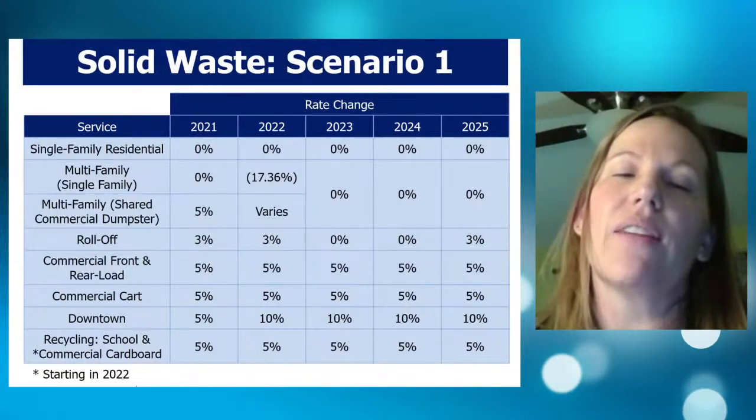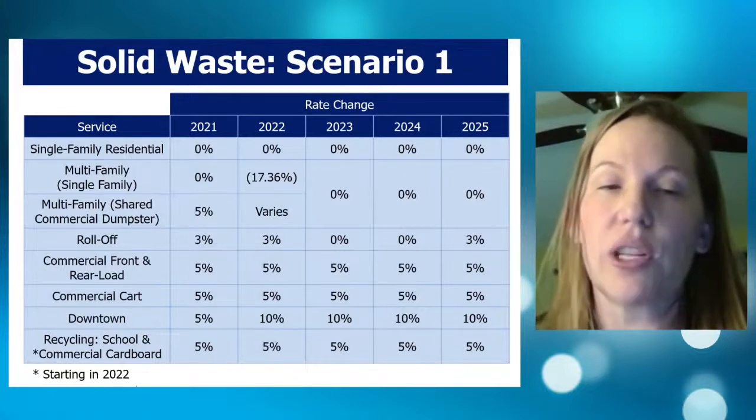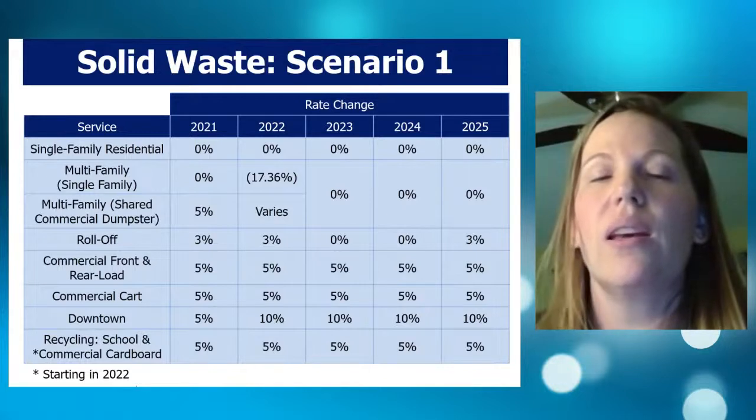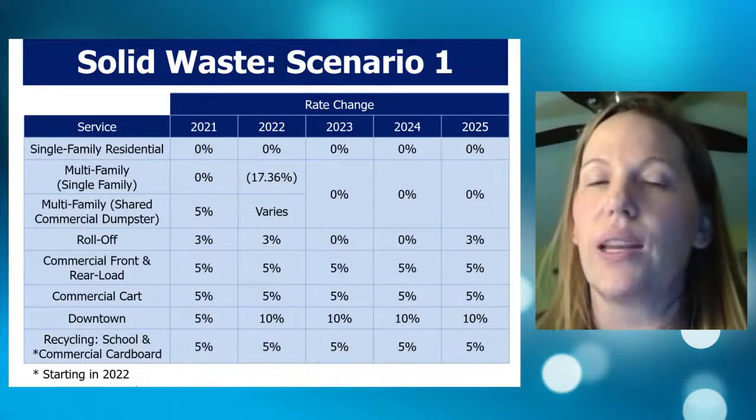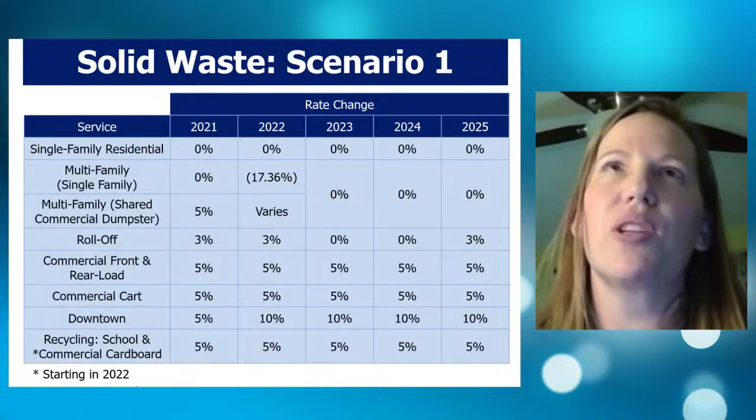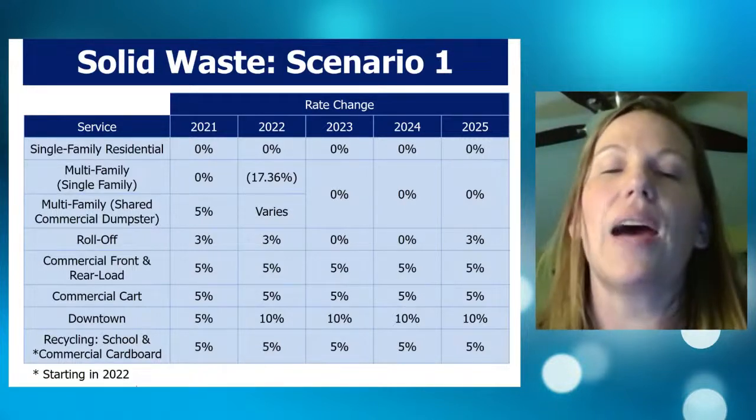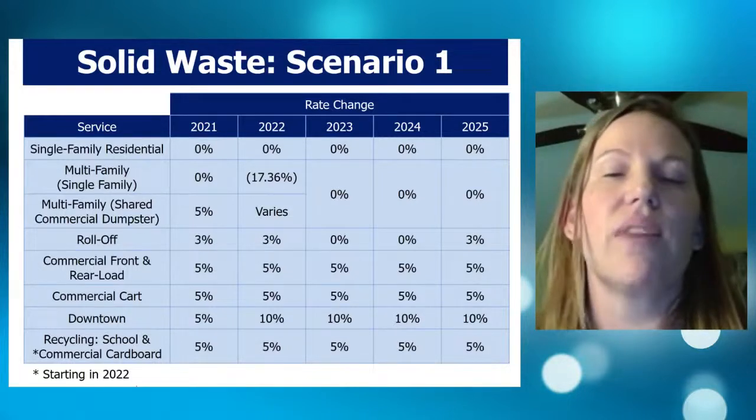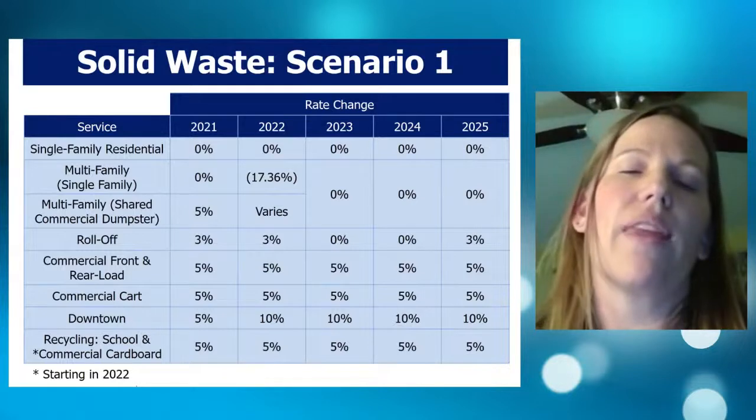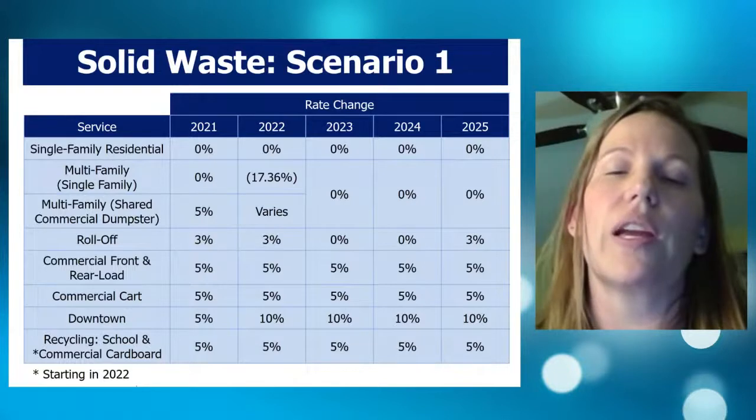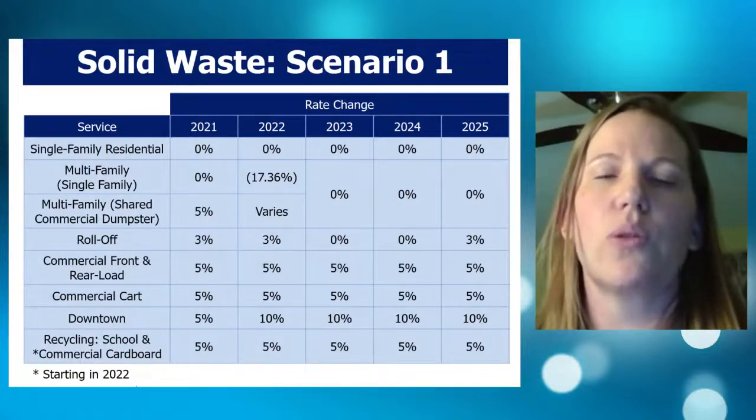In the case of multifamily that use a shared commercial dumpster, because that is a commercial class, in 2021, those customers would have a 5% increase. In 2022, to bring them up to the uniform rate for multifamily, that would vary because the commercial customers pay just various amounts. So we can't determine what their actual increase or potential decrease would be in those situations, but it would vary to get it up to the uniform rate in 2022.